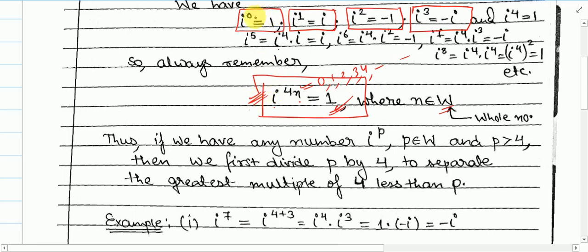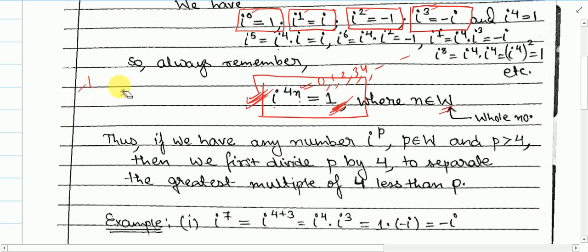Because here if you see i to the power 0, i to the power 1, i to the power 2, i to the power 3, these have very small numbers in the power, so you can easily find the value. But if you get a bigger number, then how to find the answer? In that case, this fact will help you, that i to the power 4n is always 1, where n is a whole number. That means n can be 0, 1, 2, 3, 4, and so on.